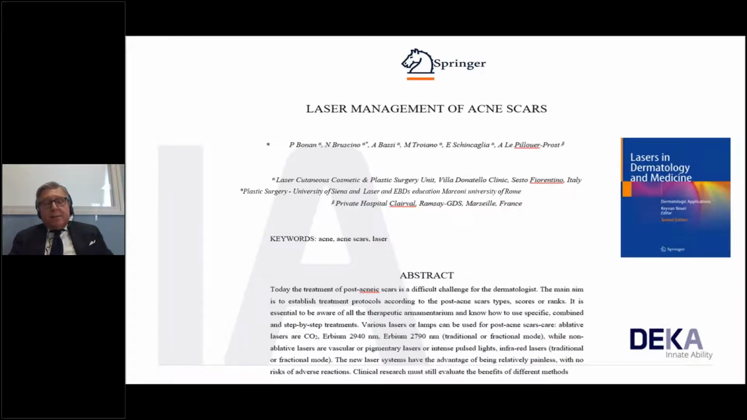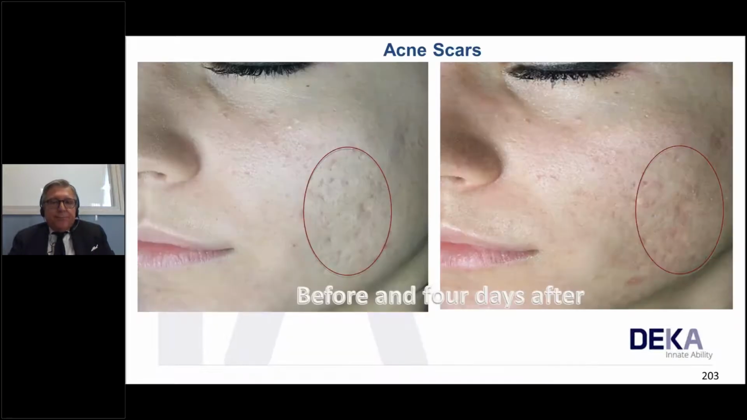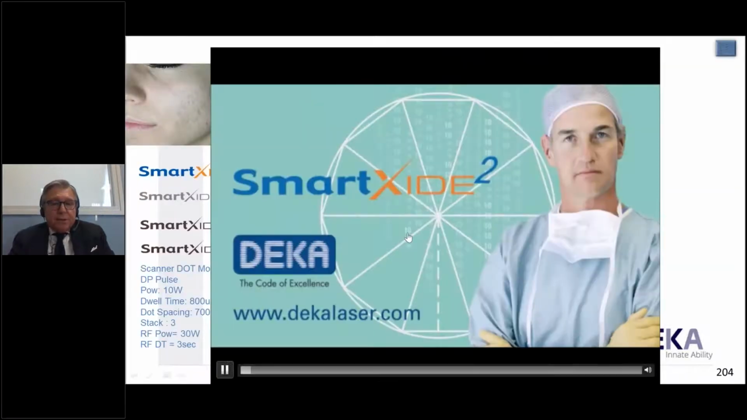Acne scars. So acne scars is one of the favorite indications. They are good candidates to be treated with a fractional. This is an article that is in press in the Springer book, in one of the chapters of this important Springer publication. And it's important to evaluate the improvement of the skin, the atrophic scars. You know that we have different ice pick, box scar, rolling, and so on.